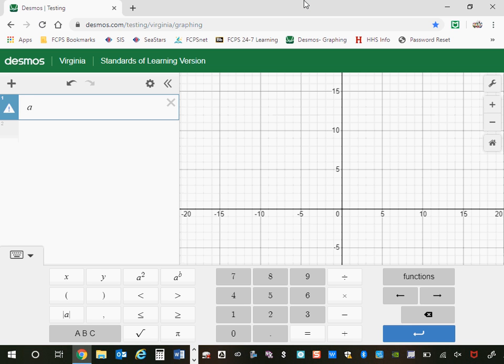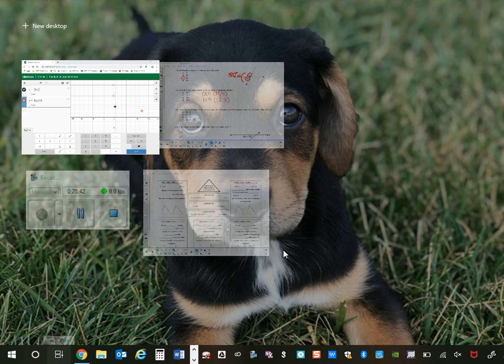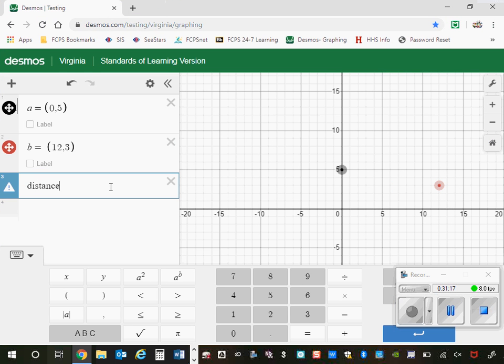We get A equals, and you guys can use this little keyboard down here, or you can just type in the letter A. It still works. So A equals parentheses 0, 5. And what about B? 12, 3. Hold on one second. I'll help you. We're going to type in distance, space, and then you're going to type in A, B.